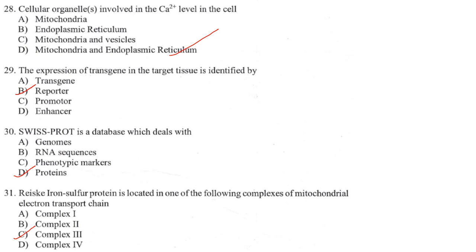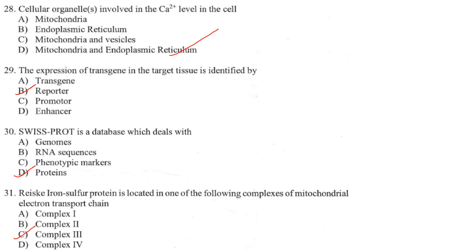Cellular organelles involved in regulating Ca2+ level in the cell are mitochondrion and endoplasmic reticulum. Answer is option D. The expression of a transgene in a target tissue is identified by the reporter gene. Either GUS or GFP is used.